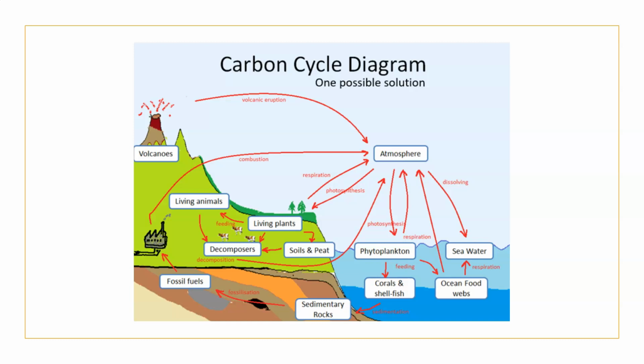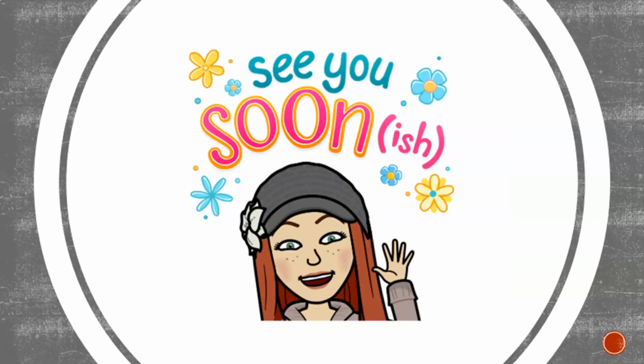So just a basic representation of our carbon cycle again. The arrows being the fluxes, the rectangles being the sinks. And that's the end of our video on the carbon cycle.